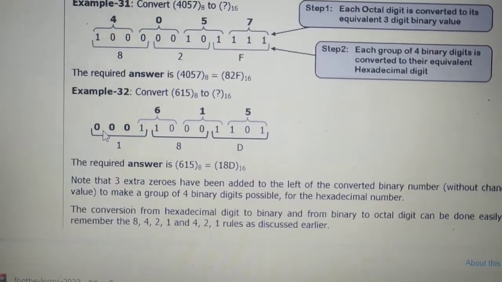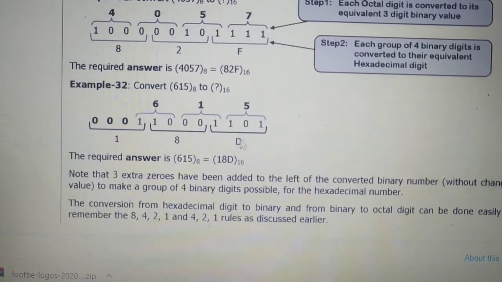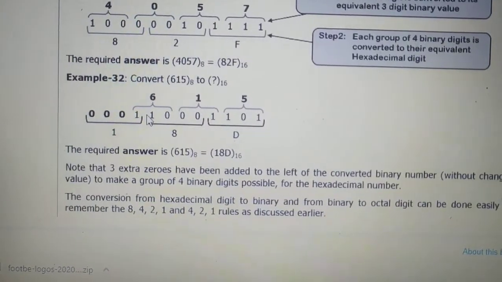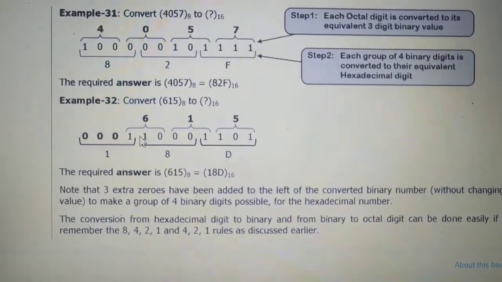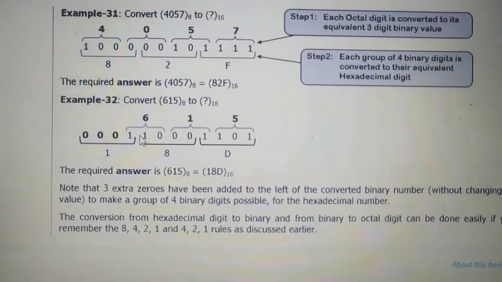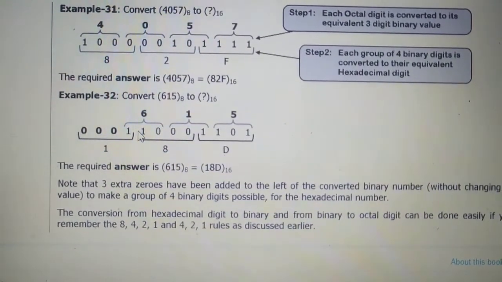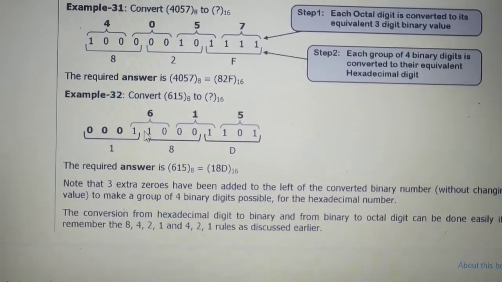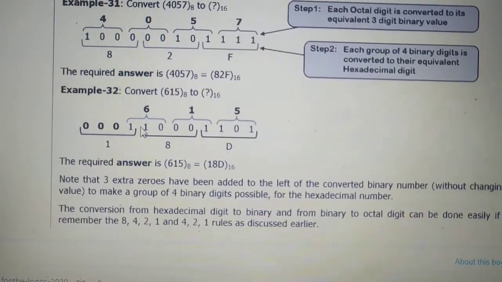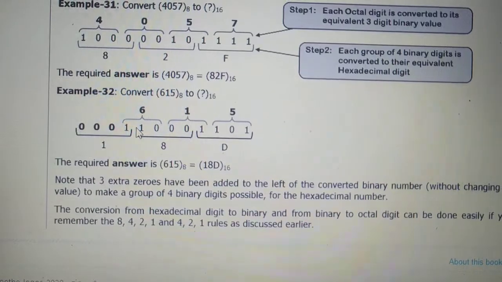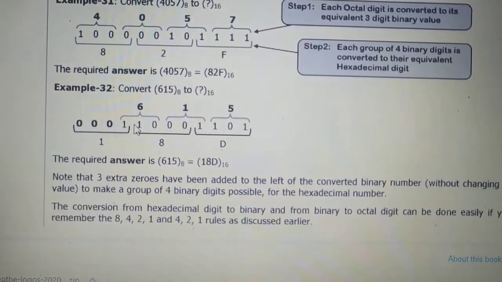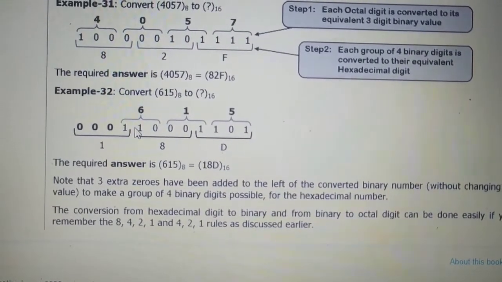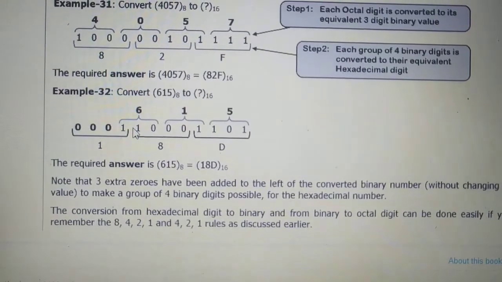Okay, so if you combine, then what will happen? 1101 means D, and 1000 means 8, and 0001 means 1. Okay, so in this way we convert octal to hexadecimal. Whether it is hexadecimal to octal, first we come to binary, then from binary to octal. If it is octal to hexadecimal, then from octal you first have to come to binary, and then from the binary you convert to hexadecimal.